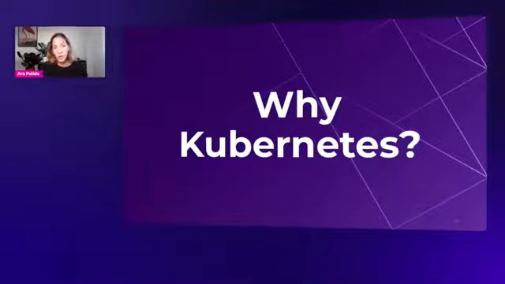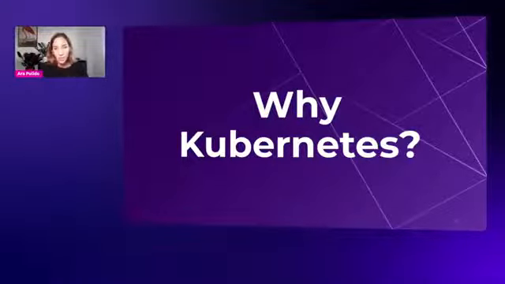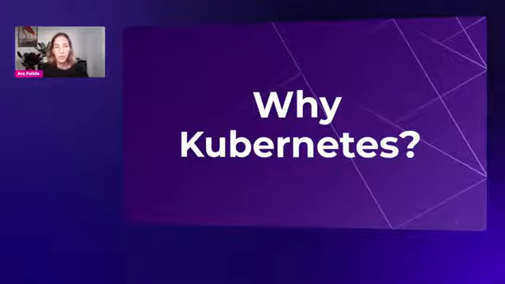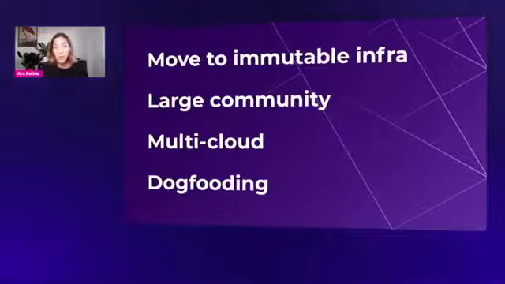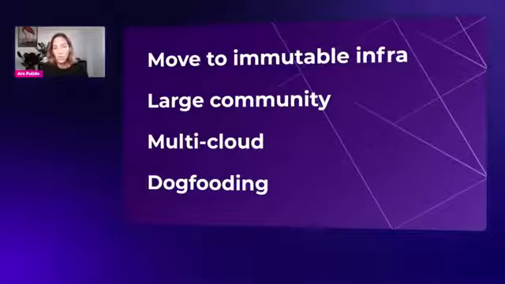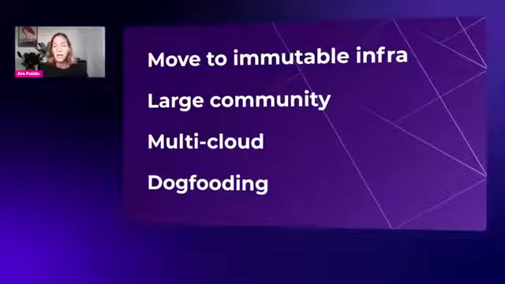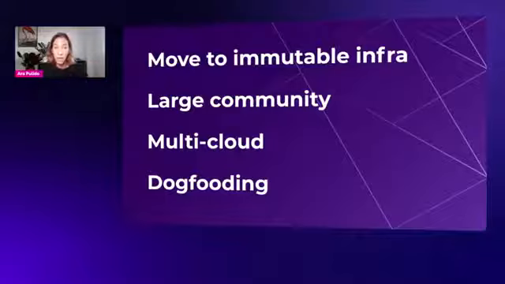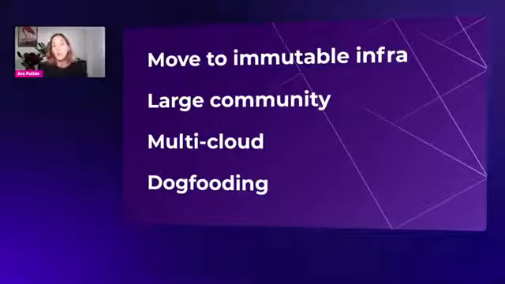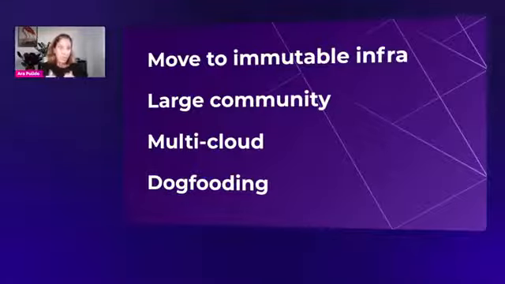But why did we decide to run on Kubernetes? Datadog wasn't running on Kubernetes before. This is a new infrastructure that we started several years ago. And there were many reasons why we did this. The first one was we wanted to move to immutable infrastructure. We selected Kubernetes because of its large community. Also, obviously, it helps us with our multi-cloud strategy because it adds an abstraction on top of the cloud.